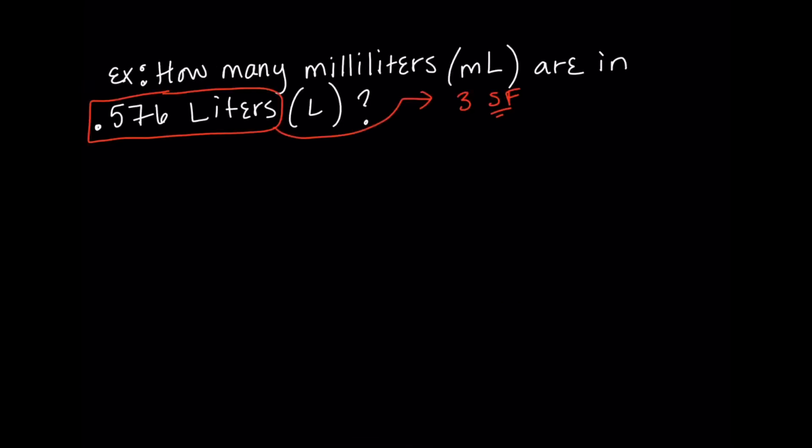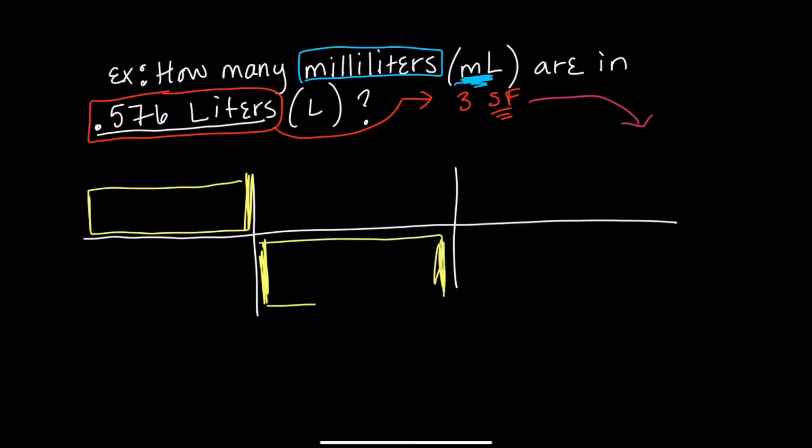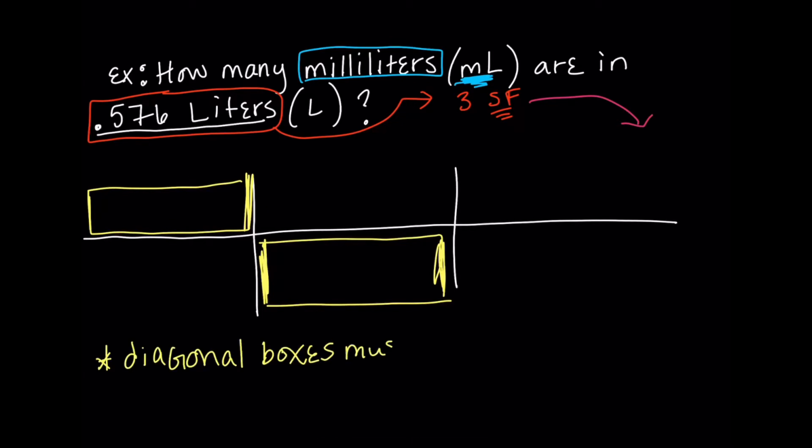So my first example, how many milliliters are in 0.576 liters? In this particular problem, there are 3 significant figures because there are 3 sig figs in the number 0.576. And I'm going to set up my train tracks and I'm going to color in the diagonal boxes because I know that they have to have the same unit.